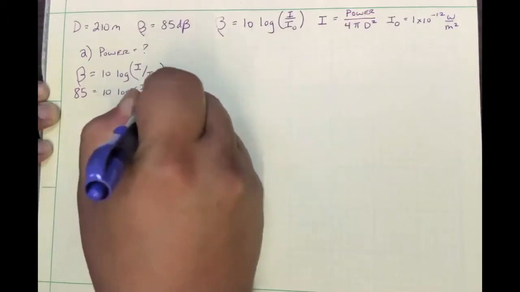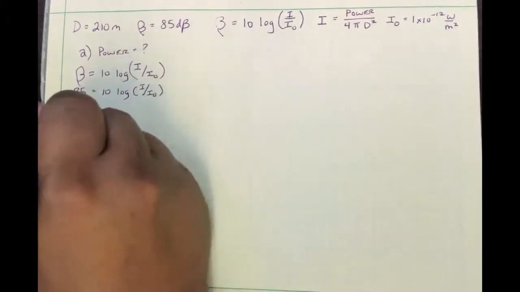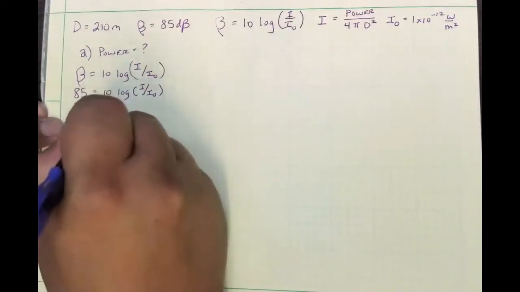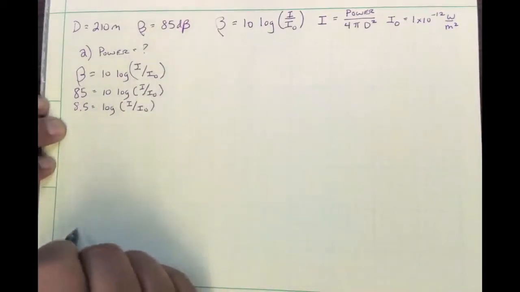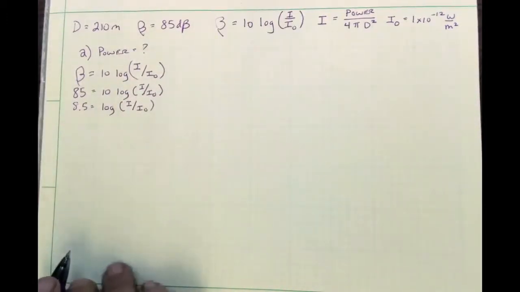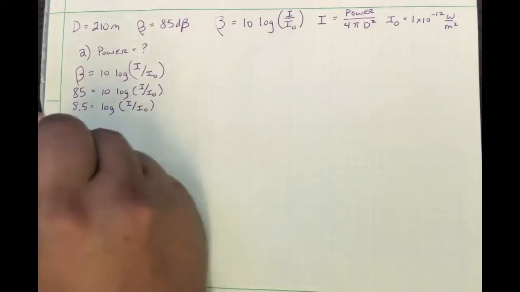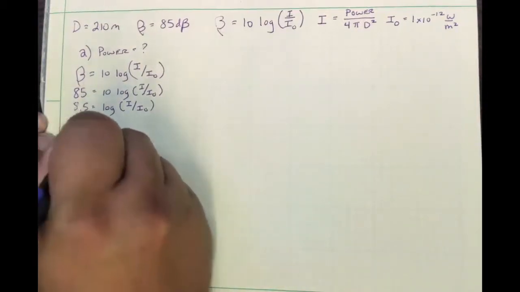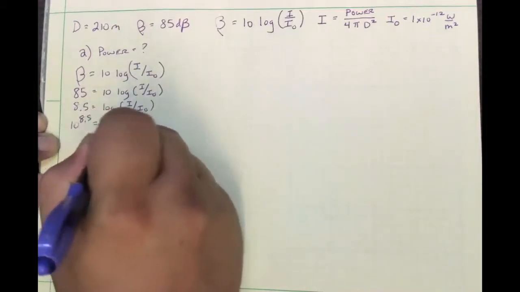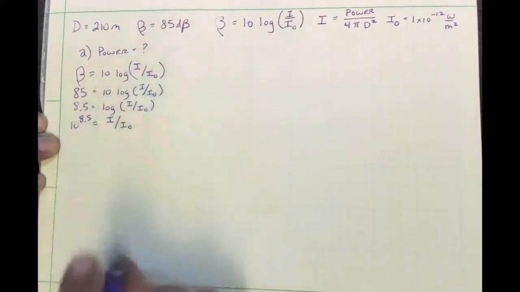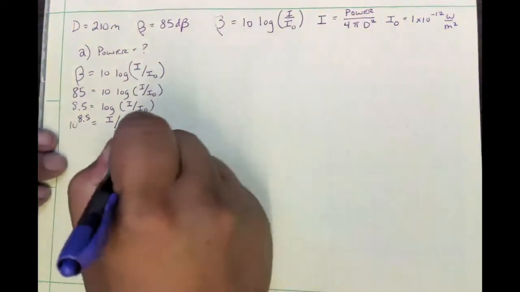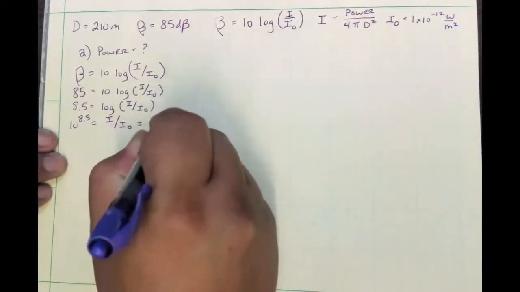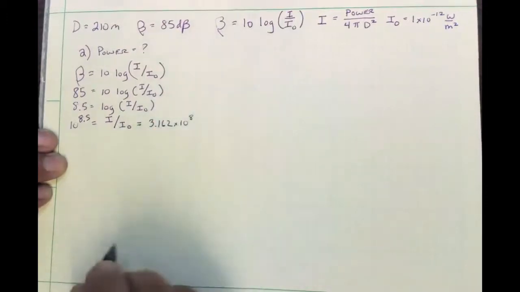We now divide both sides by 10. That gets us to 8.5 equals the log of the intensity divided by the threshold of hearing. To undo the logarithm, we take 10 to the power of 8.5. That undoes the logarithm and leaves us with the intensity divided by the threshold of hearing. 10 to the power of 8.5 is 3.162 times 10 to the 8th.